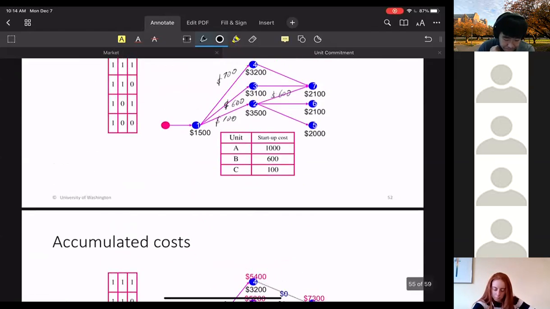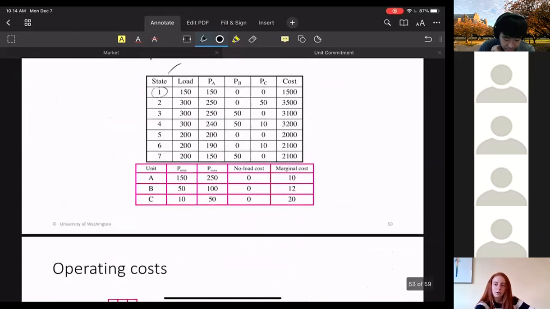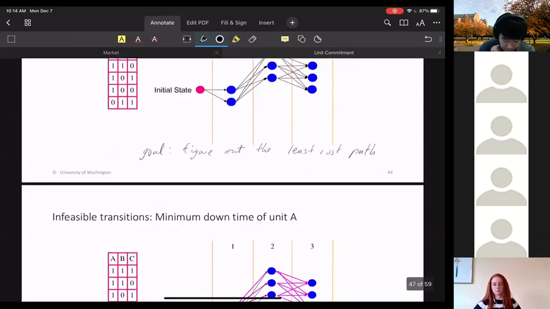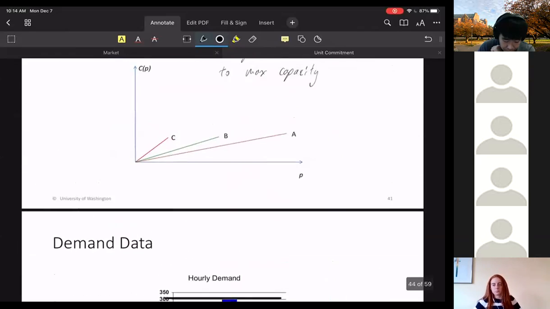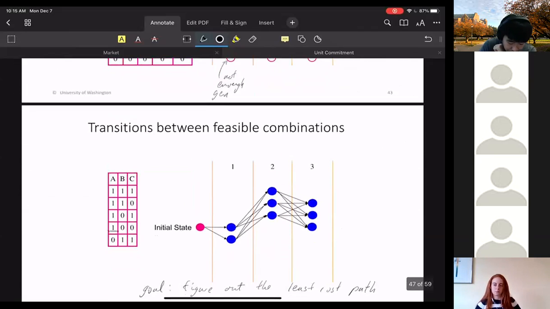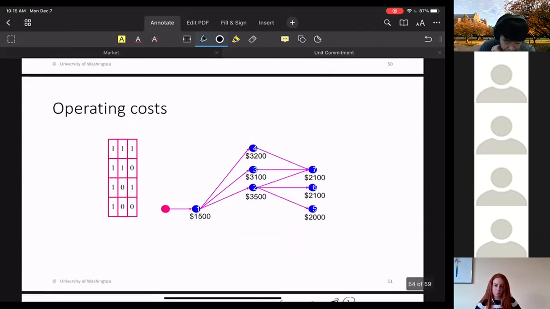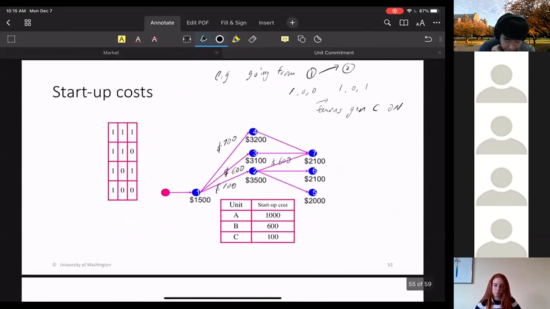When we're starting from the initial state to state 1, do we turn on generator 1, so is there also a cost of 1,000 from initial to 1? Our initial status is that generator 1 is on. Our initial state is already 100. So generator A is already on, and there's no cost there.